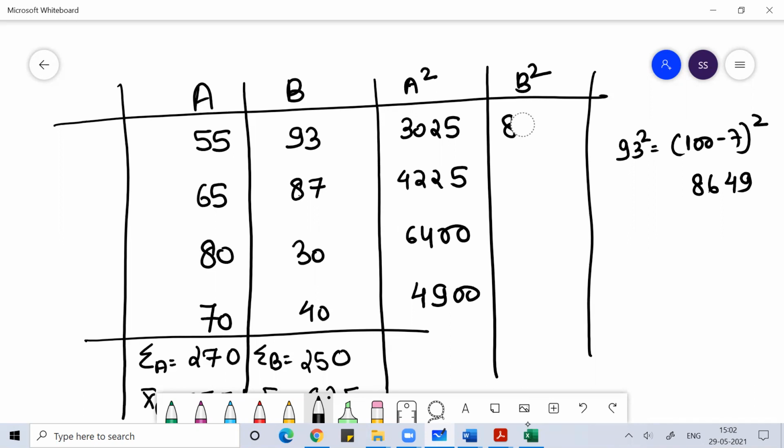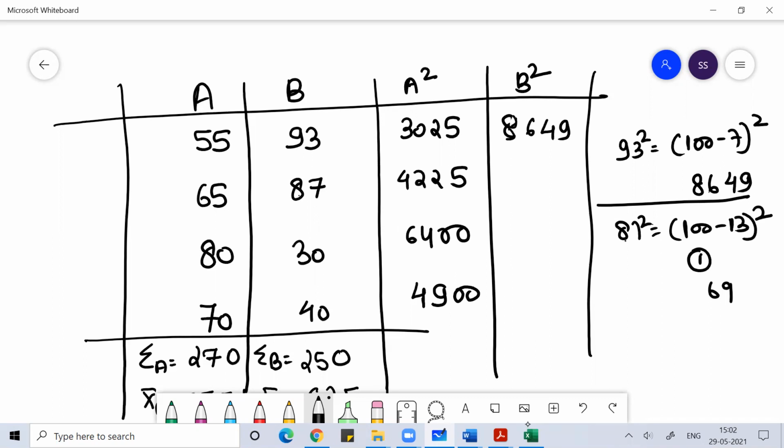This is Vedic maths. 8649. 87 square. 87 I can write as 100 minus 13. 13 square is 169, right? 69, 1 carry. 87 minus 13, that would be 74, right? 74 plus 1, that was carry, 7569. 80 square would be 6400, 70 square would be 4900.